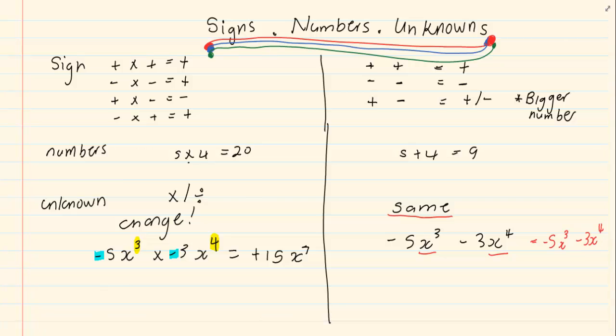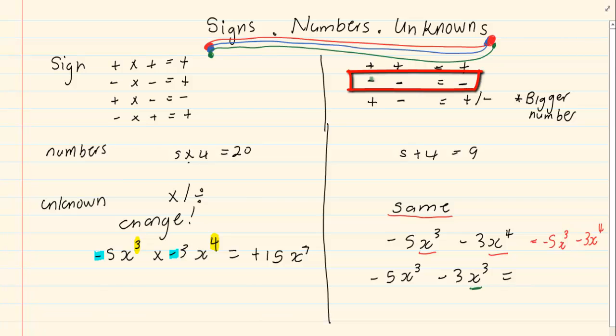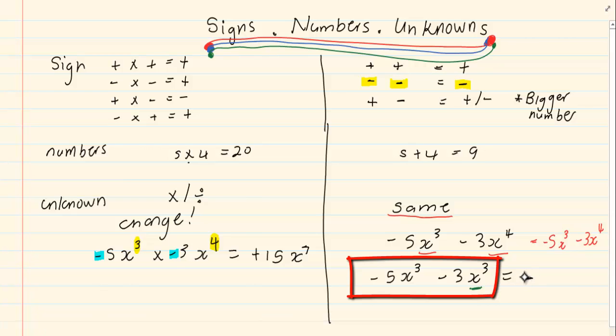But what happens when they are the same? In other words, if I gave you minus 5x to the power 3 minus 3x to the power 3. Now, these unknowns are the same. So, I need to be careful. I am saying minus, and then I'm subtracting another minus, which means my answer is a minus. And then 5 and 3, I'm going to add them because it's minus 5 minus 3.